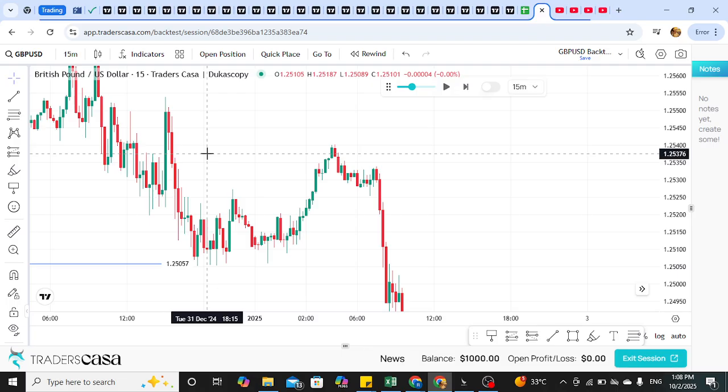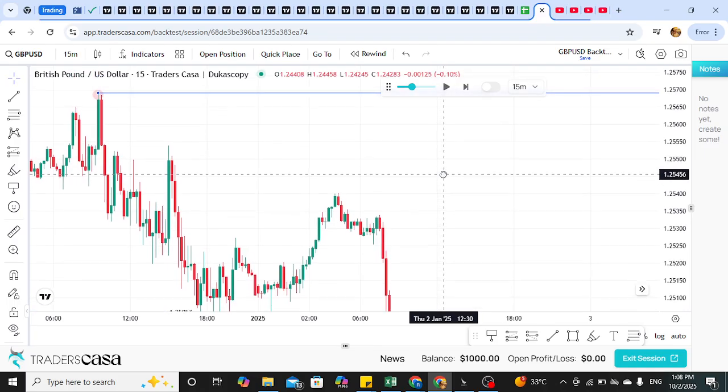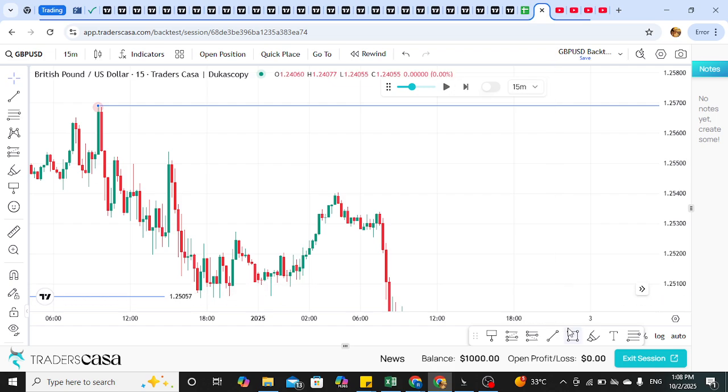This candle. This one is mitigated. So that leaves this candle as the closest one. So this is the order block, and also the order flow is not mitigated. But since it's so far away from the top range, I will only take the order block.